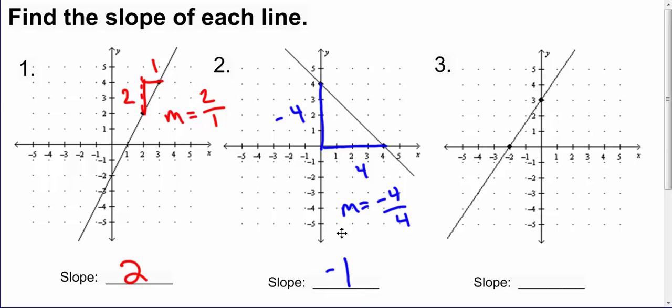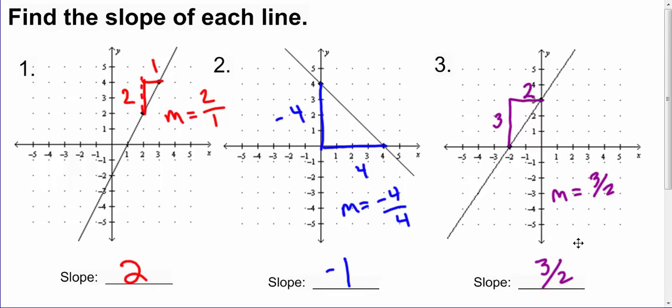All right, why don't you pause the video, find the slope on number 3, see if you have the hang of this yet. All right, welcome back. You can see my work on number 3. Essentially, drawing the triangle and realizing that this graph was moving up 3 spaces and right 2 was the most important thing. That gave me a slope of 3 halves.